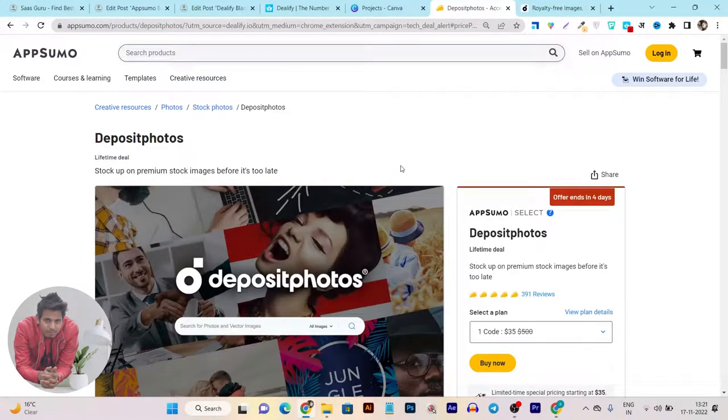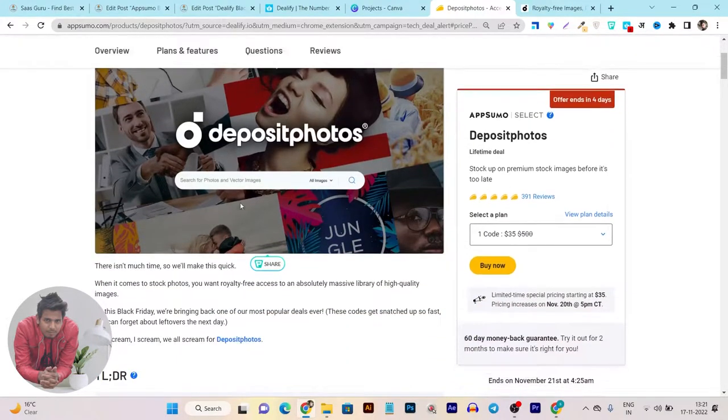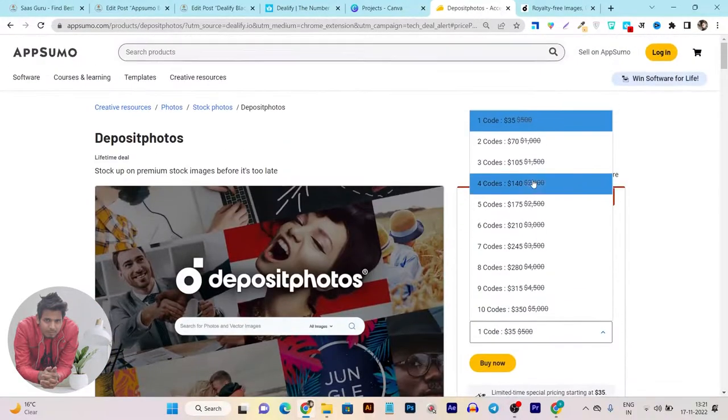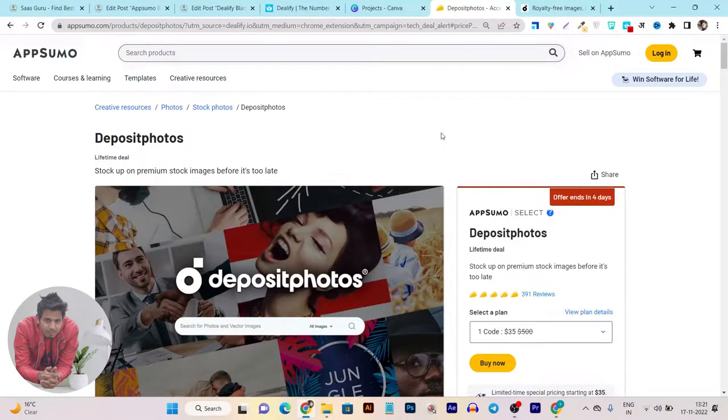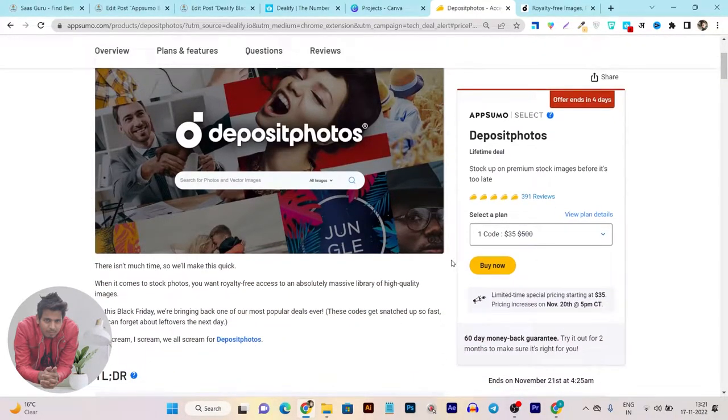So the Black Friday deal is coming soon on AppSumo, but before that they have revealed a huge surprise for all of their audience. Yes, I am talking about DepositPhotos and its lifetime deal, back again on AppSumo, and this time they even reduced the price. You can see here their pricing starts from $35. Last time it was $39, but they have reduced the pricing and it makes it more affordable.